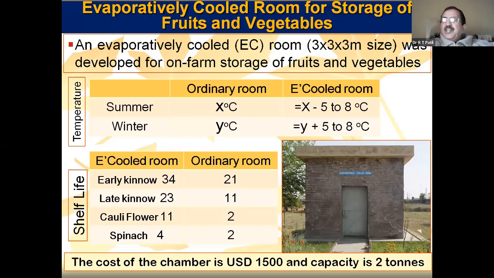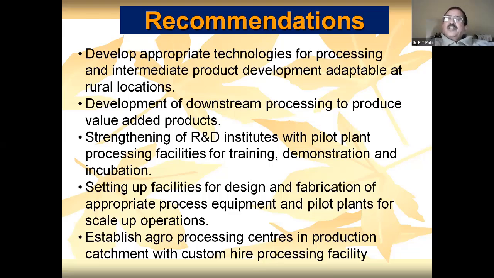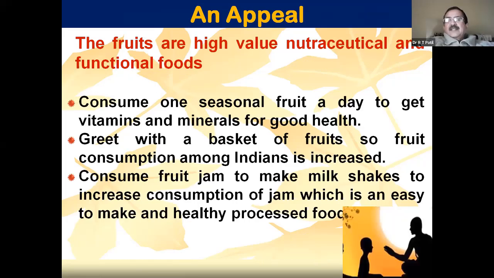And with this, I finish my presentation. My conclusion and recommendations are like this. Please develop appropriate technology for processing and intermediate product development adaptable to the rural locations, and then develop downstream processing to produce value-added products. Strengthen R&D institutes with pilot plants, processing facilities for training, demonstration, and incubation. Set up the facilities for design and fabrication of appropriate process equipment and pilot plants for scale-up operations, and establish agro-processing centers in the production catchment for custom hiring.